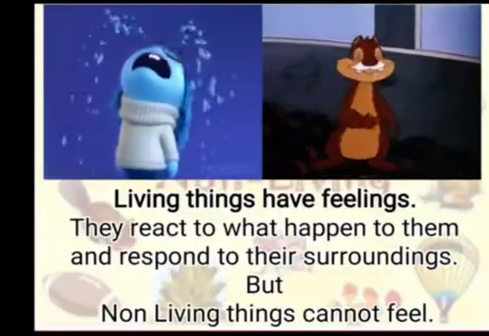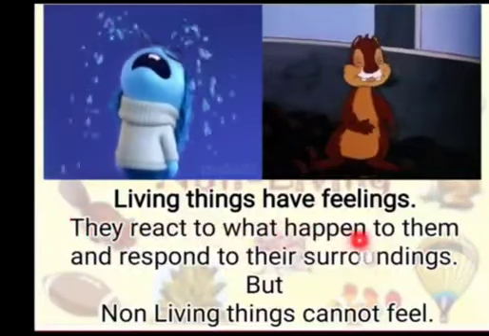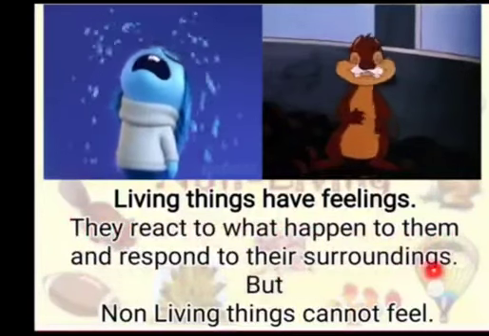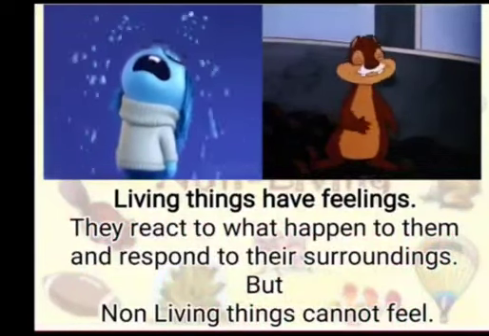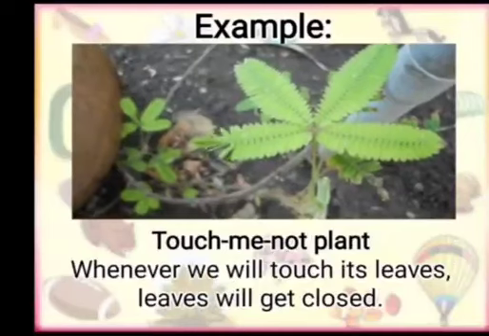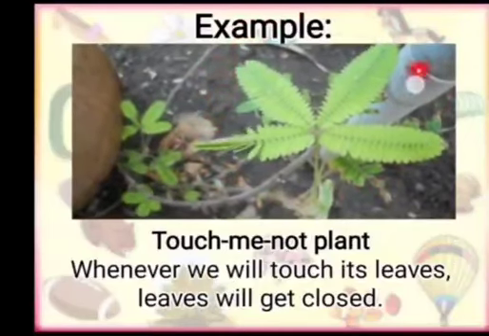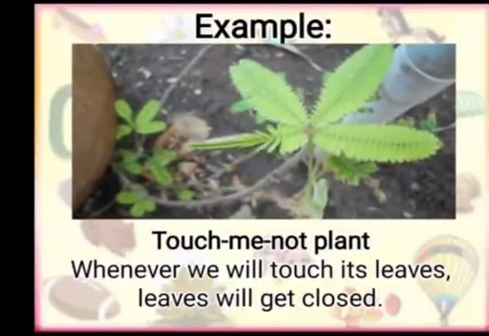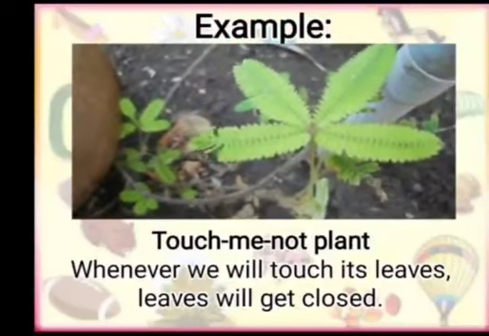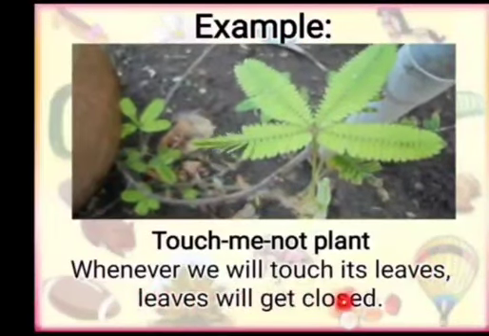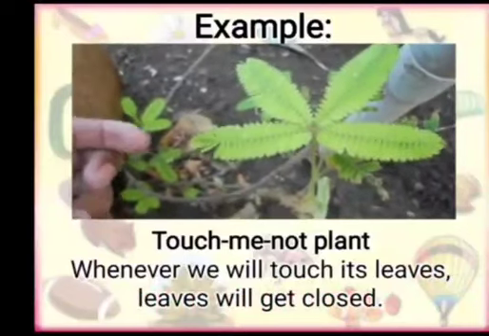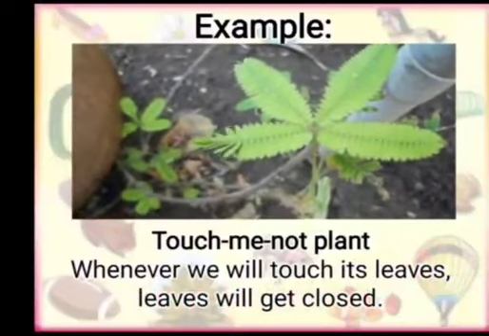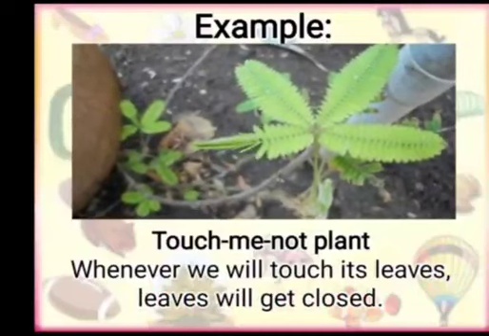Living things have feelings. They react to what happened to them and respond to their surroundings. But non-living things cannot feel. If we take the example of touch-me-not plant, it is a living thing. Whenever we touch it, its leaves get closed. So we can say that plants also have feelings. They can feel and can react to what happened to them.